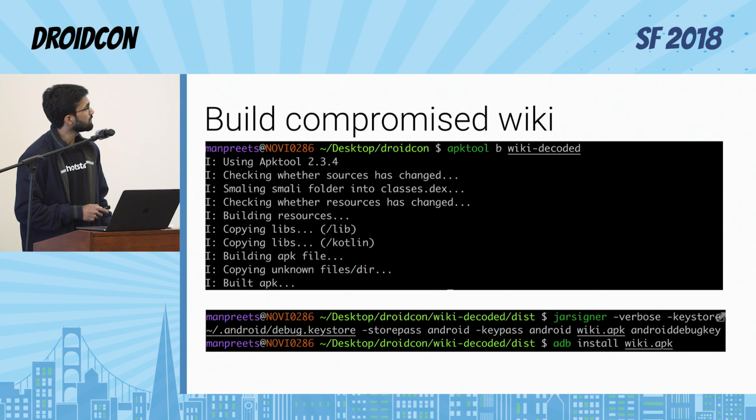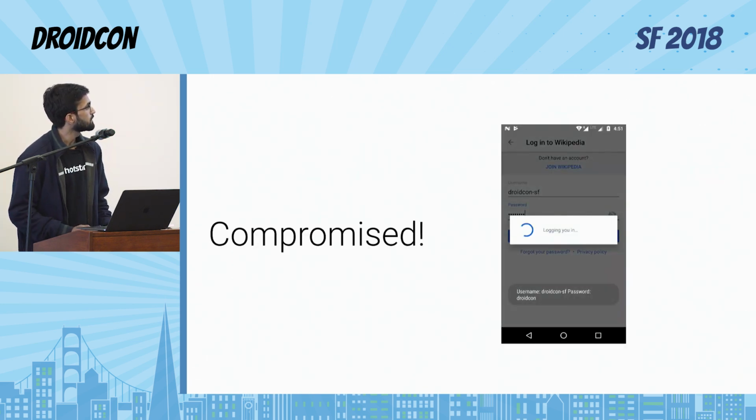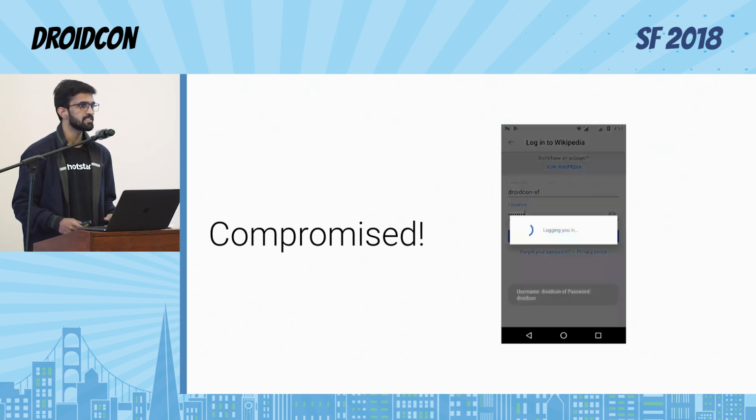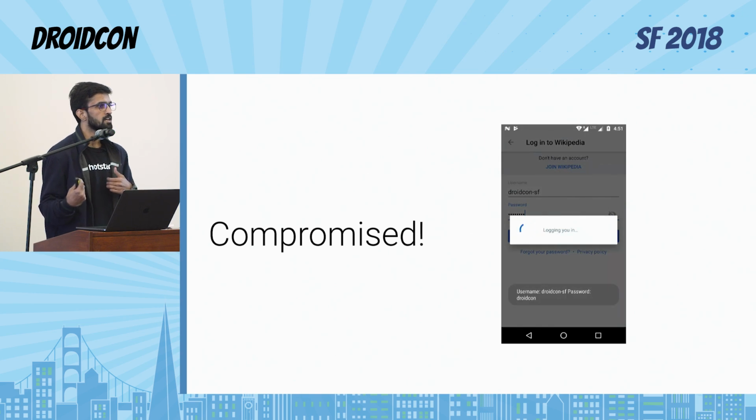But before that, I have to build the decoded app. And I can see there that it is smaling the Smali folder. So that's how we get the compromised APK. So it's printing out the username and password in the toast. We can change it to something else if we want, like sending this credential to my own server.